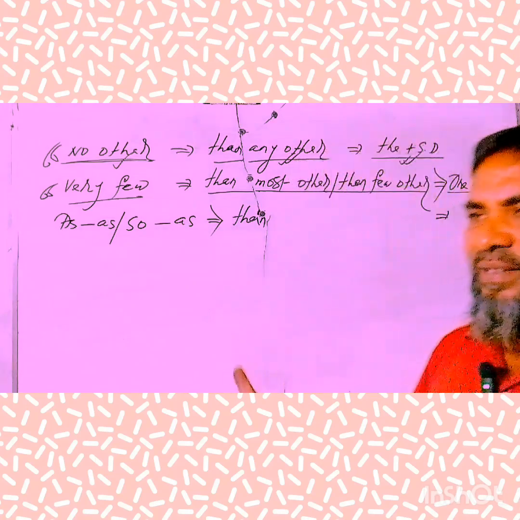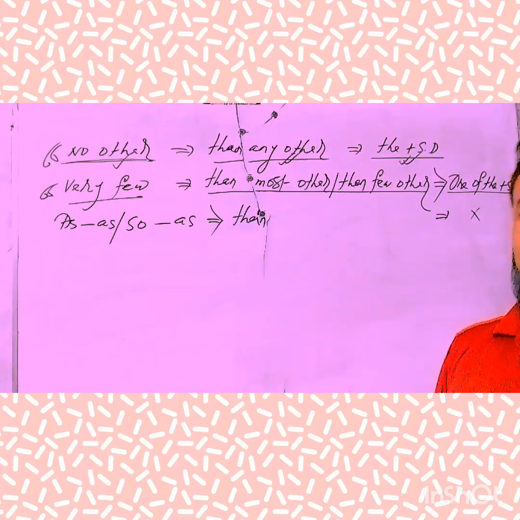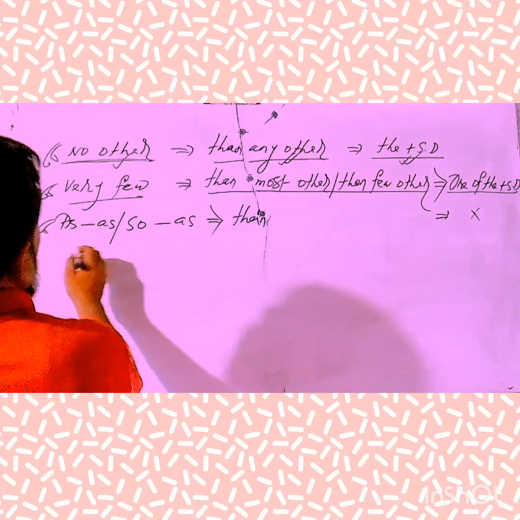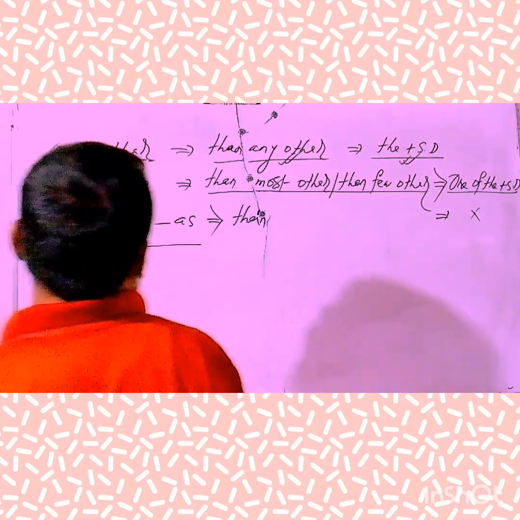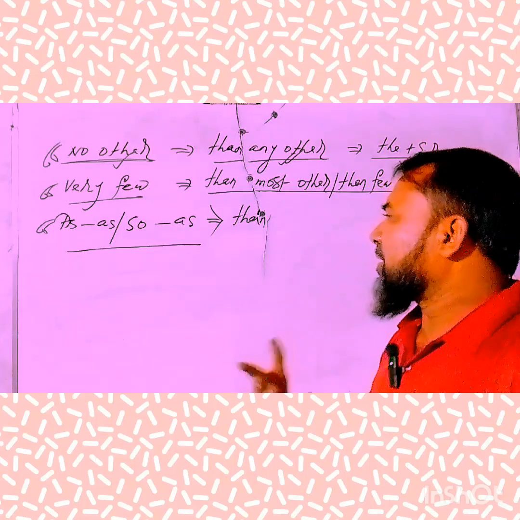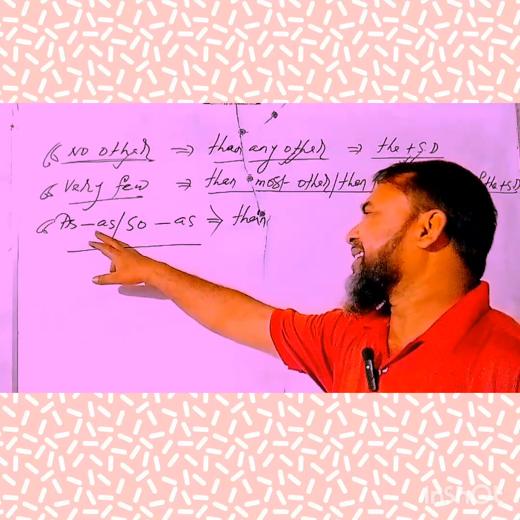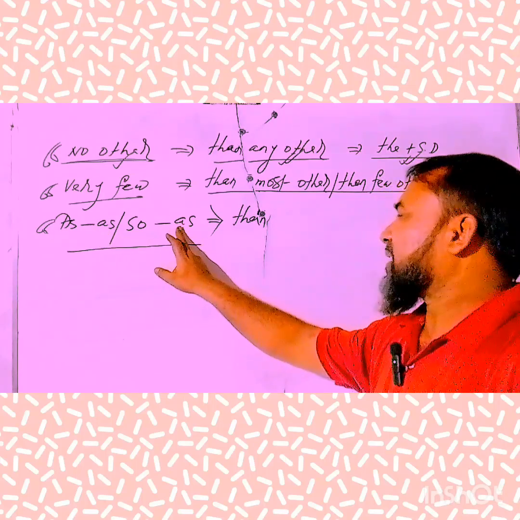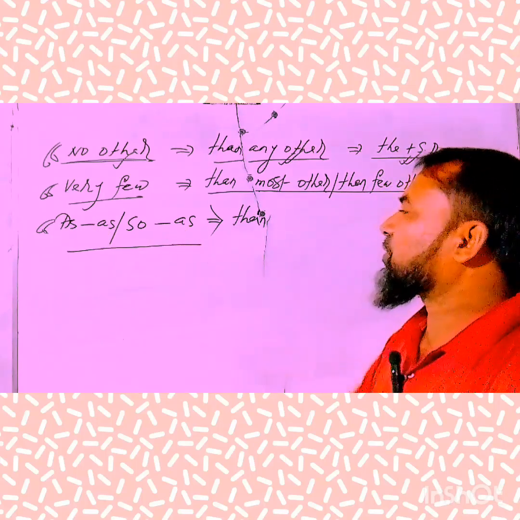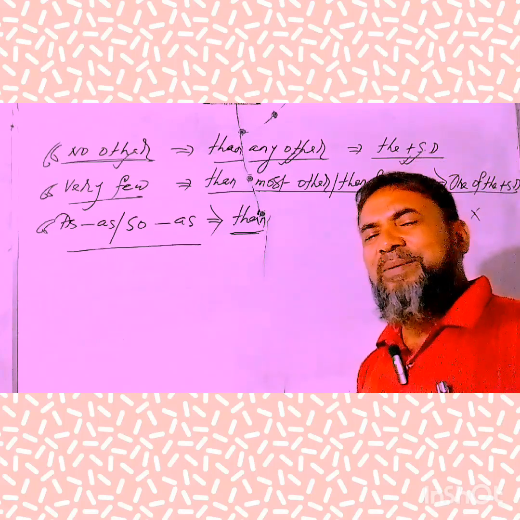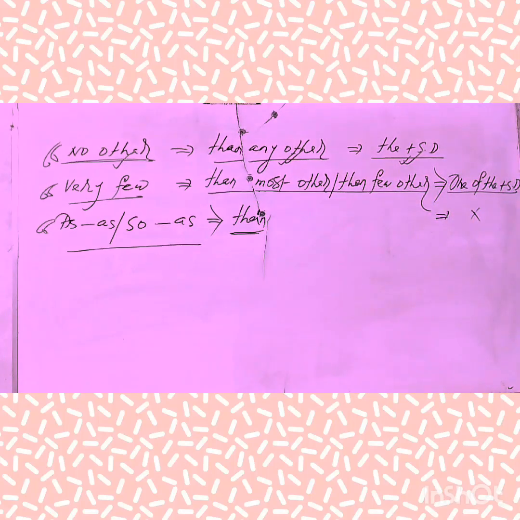You have to mind that this category of relationship is very important for you, my dear learners. Now, the third condition, as...as or so...as. If any positive degree is mixed with as...as or so...as, at the time of converting such a positive degree into comparative, you will have to use them. Hope that you have understood clearly.